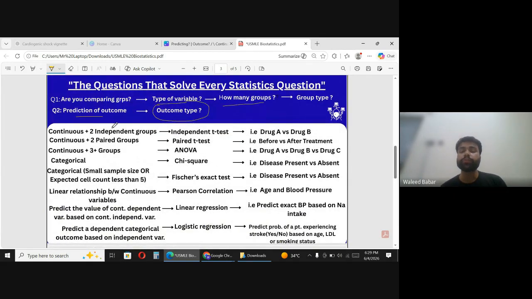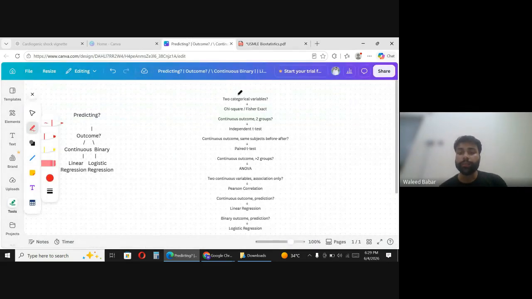And believe me, these two questions are going to help you mark the correct option in 60 seconds. Let me explain in detail. First of all, we ask what type of variables we have. If the variables are two categorical variables, we apply the chi-square test or Fisher exact test. The differentiation between these two is that Fisher exact test is used for small sample sizes and chi-square test is used for larger sample sizes.